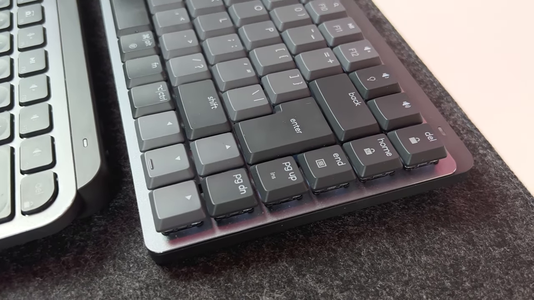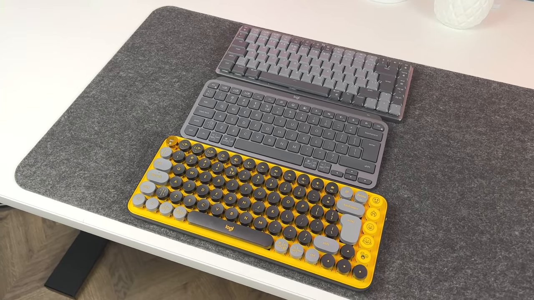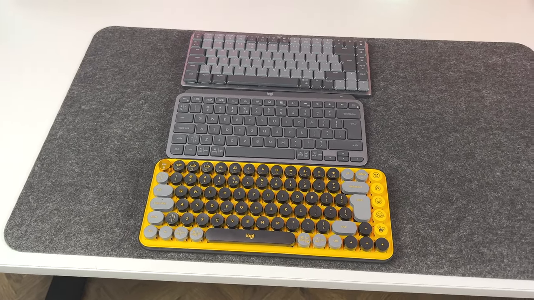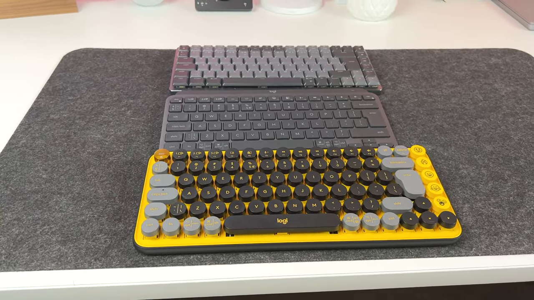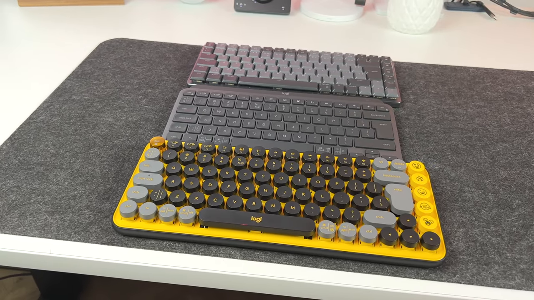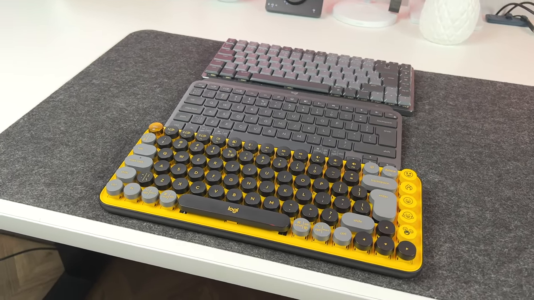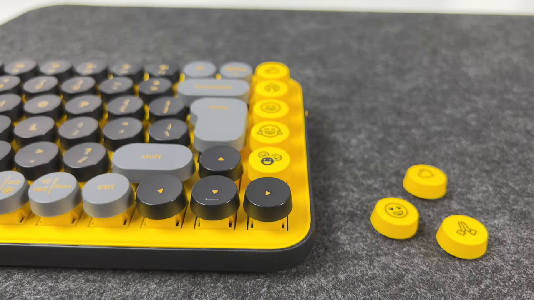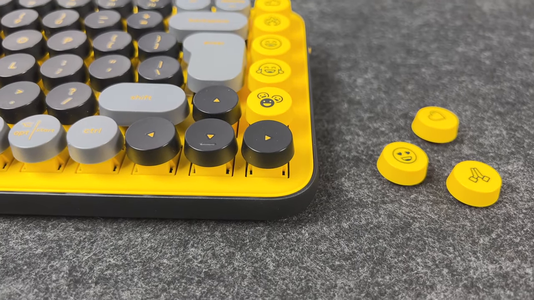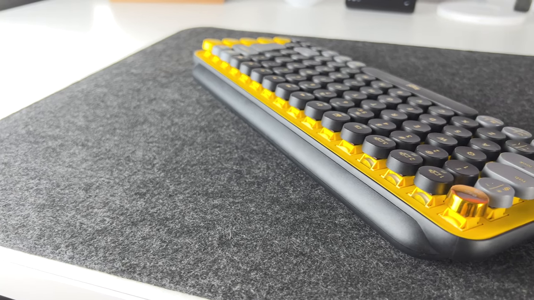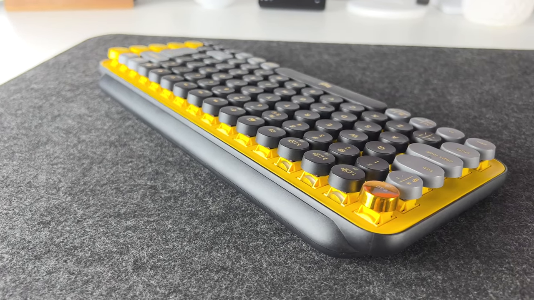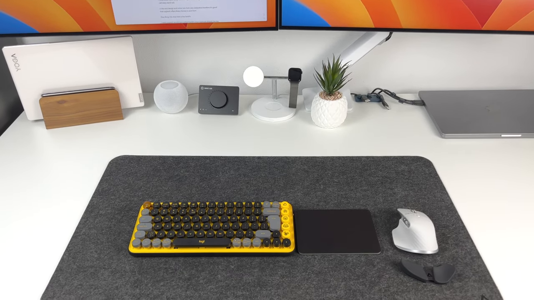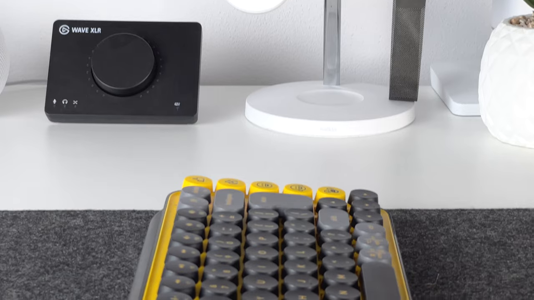Well, now you might be thinking, hang on a minute, these two are from the MX series, which is targeted at creative professionals and productivity, and POP Keys is a purely stylish keyboard targeting Gen Z. And you are probably right, but people like to buy and use tech because they enjoy it and it fits their needs, it fits their workflow, not because it was designed for it. Therefore, it is always good to know what's available out there. And that's exactly my point.